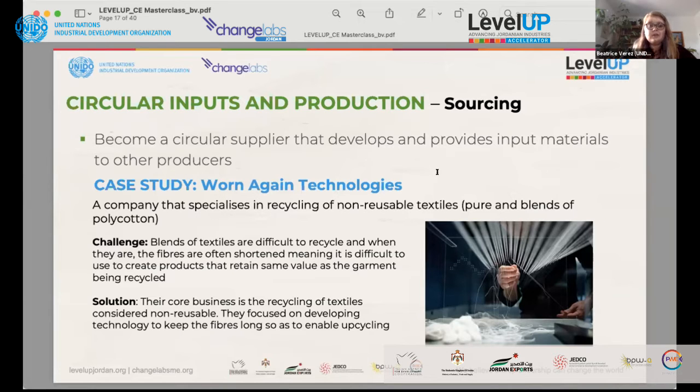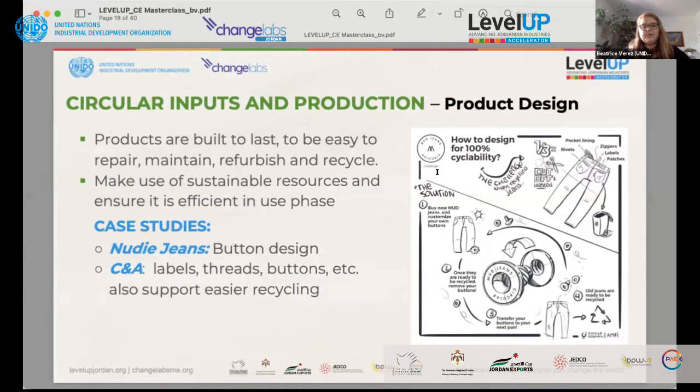So that's just a different angle on how circular economy can become part of your core business. It's to be that company that supplies others and enables them to be circular in their own processes. So if we now look at product design, the idea behind this is to really think at the very start on how you can make products that are built to last, that are easy to repair, maintain, refurbish, and recycle. And also how those decisions make the use of that product by the consumer as efficient as possible. And there, different companies have done this in different ways.